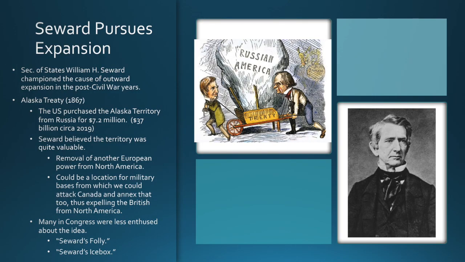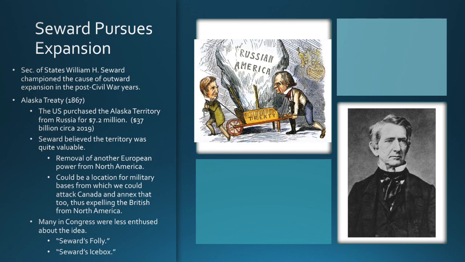The biggest proponent of expansion after the Civil War was the Secretary of State named William H. Seward. He had been appointed by Lincoln, and he was still in the cabinet during the Reconstruction era. And so he kind of was the champion of the cause of outward expansion during the immediate aftermath of the Civil War, and his first big accomplishment was the Alaska Treaty in 1867. During this, Alaska was purchased from Russia for $7.2 million, and in 2019 dollars that would be $37 billion.